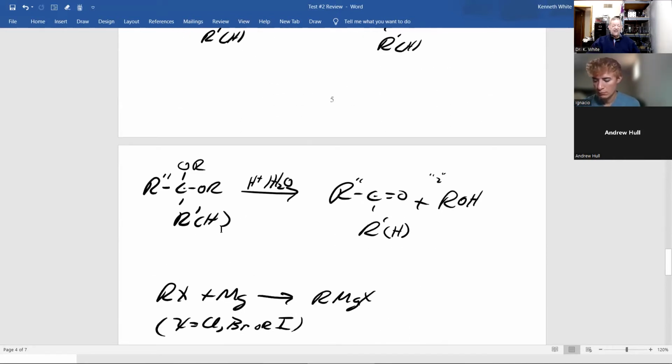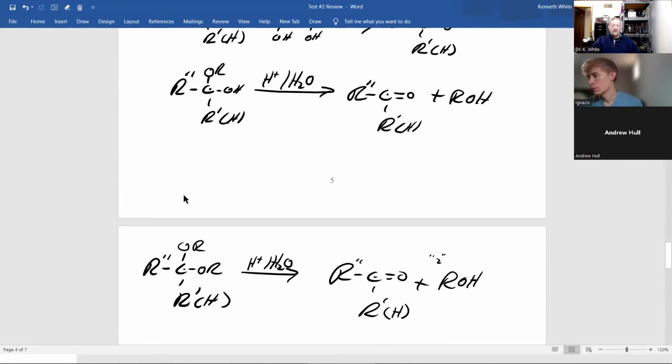If you take an acetal or ketal, where both of these have a carbon with 2 oxygens, both single bonded, and this you get back the aldehyde or ketone you would have used to make that hemiacetal or ketal, plus the alcohol. Remember, you don't have to balance anything.